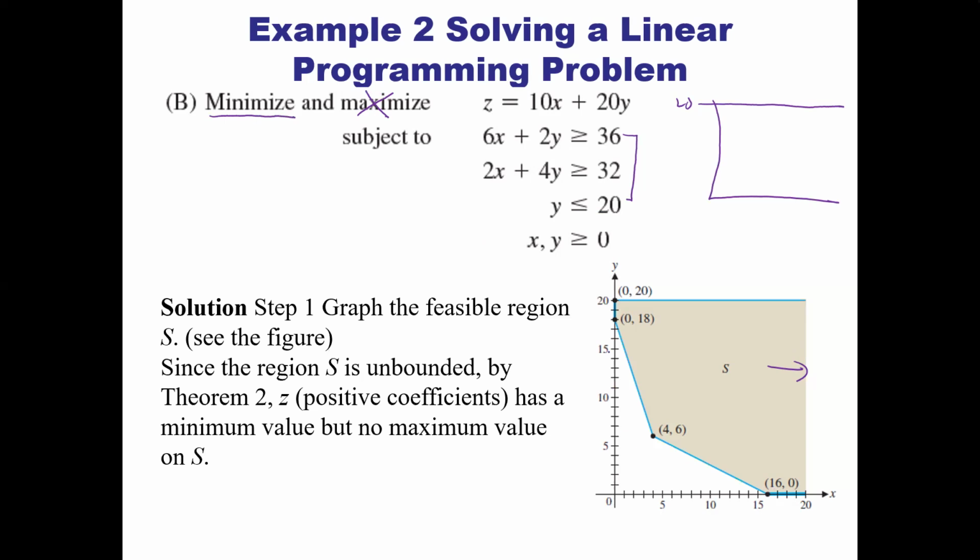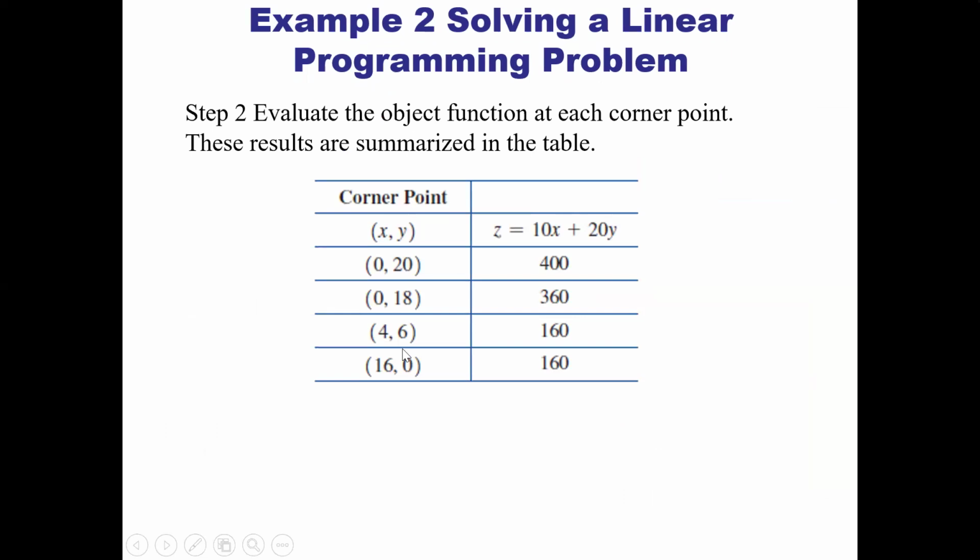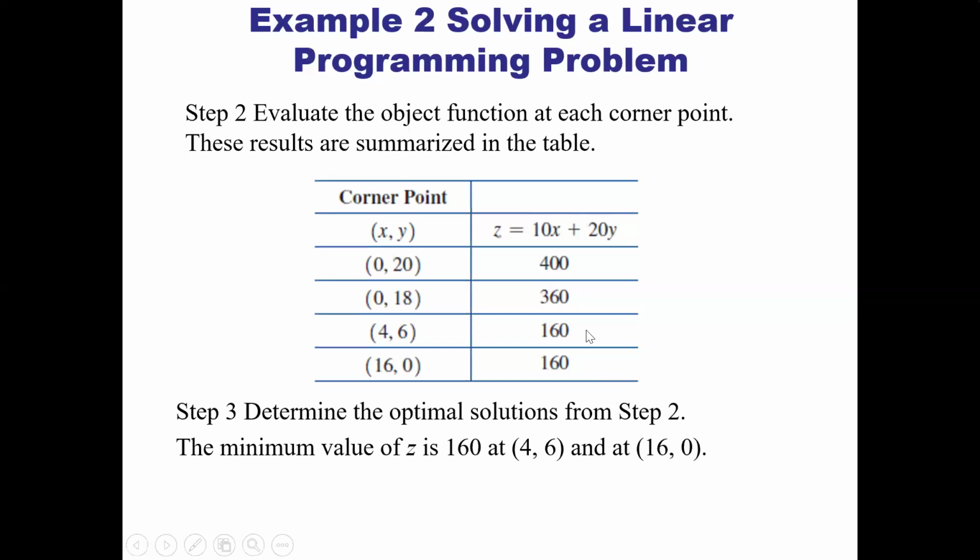So what we have to do is plug all those points into our objective function and solve and see what our minimum value is going to be. We summarize them in the table here, and our minimum value looks like it's going to be at 2 points. The 2 points are down here, the 4, 6, and 16, 0, and that minimum value is 160. Okay, so that's going to be our solution of the minimization of this problem. Now, again, it's not optimized for maximization because it keeps going, it's unbounded, so that one doesn't work, and we don't have to worry about doing anything there. All right, let's stop there.